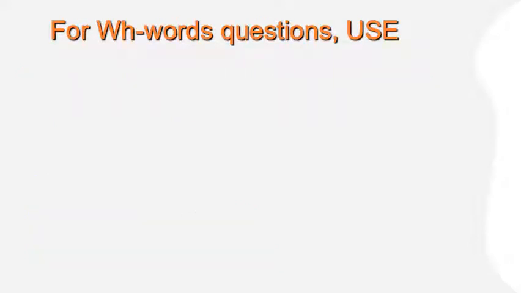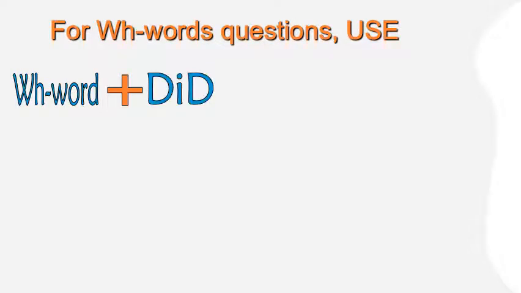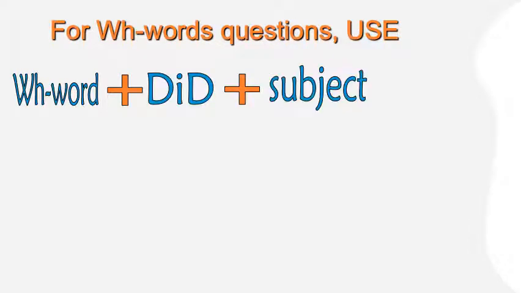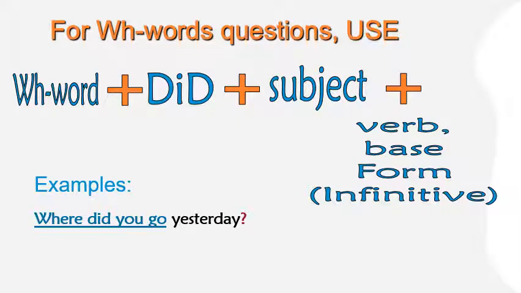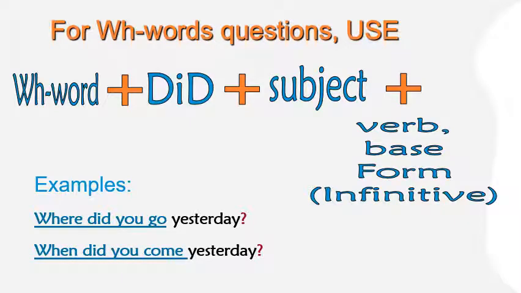Now, WH word questions. What if I have a question that wants to start with a WH word like where, when, why, what, who? What must I do? Simply, I start with the WH word, then I put did, then the subject, then the verb in its base form. Okay? So again, I repeat, if I want to use a WH word in the question, I start with the WH word, then did, then the subject, then the verb in its base form. Example. Where did you go yesterday? Question mark. When did you come yesterday? Question mark.